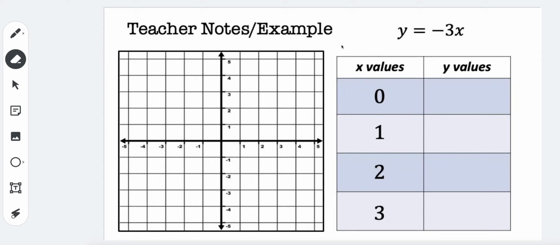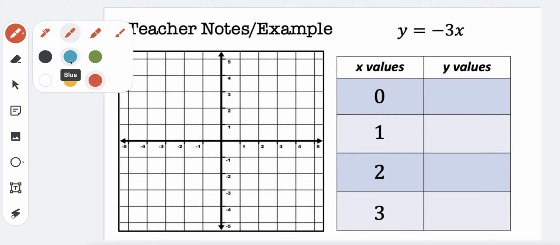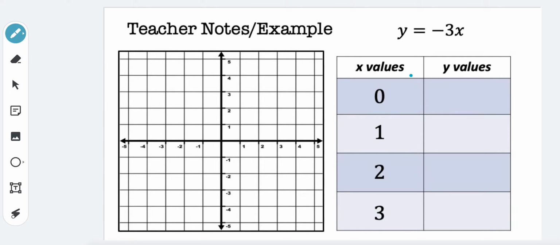Hey everybody, in this problem we're going to graph the function y equals negative 3x using an input-output table. First of all, come over here and grab a pen or marker of your choice. And let's first fill in this table.